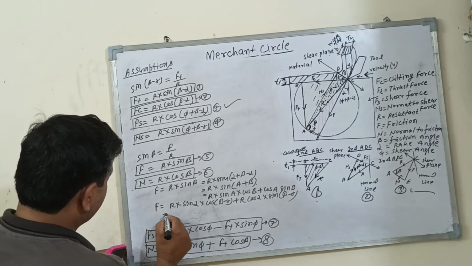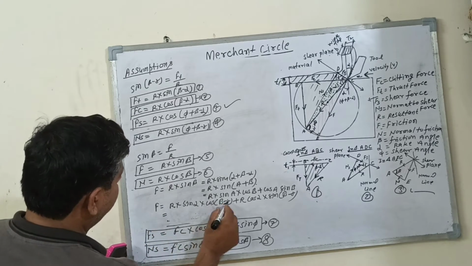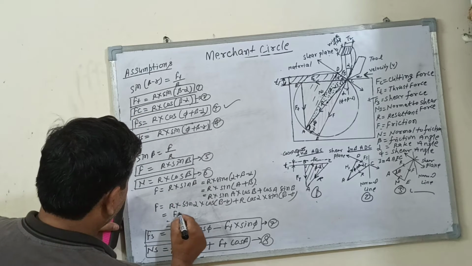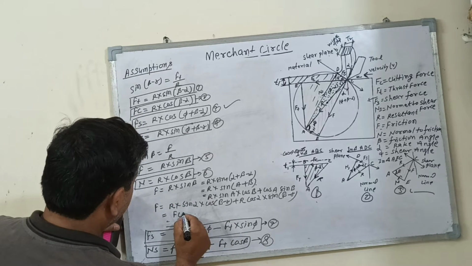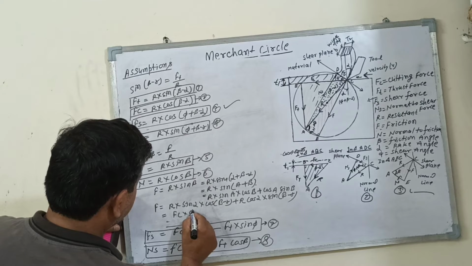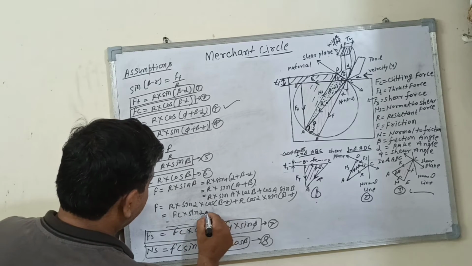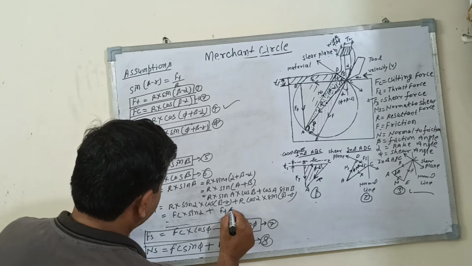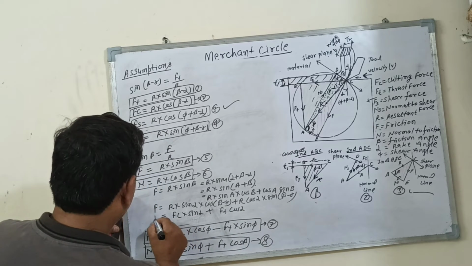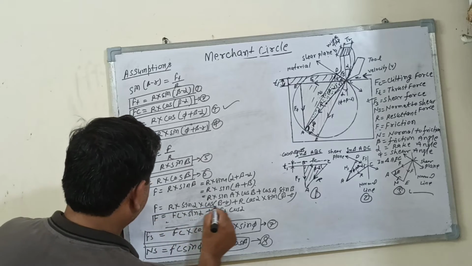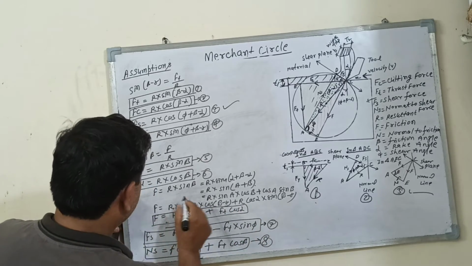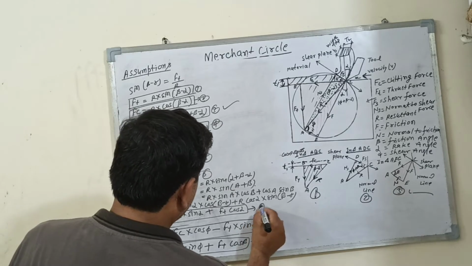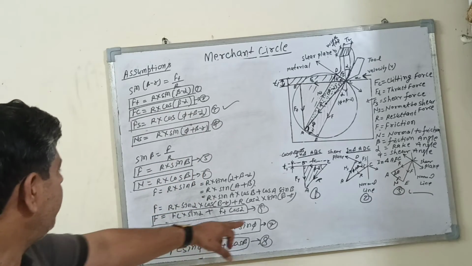So F is equal to R cos(b − alpha). R cos(b − alpha) is the Fc. Fc into sin alpha plus R sin Ft cos alpha. This is the value of F. So this equation is the number 9. This is the value of 9.